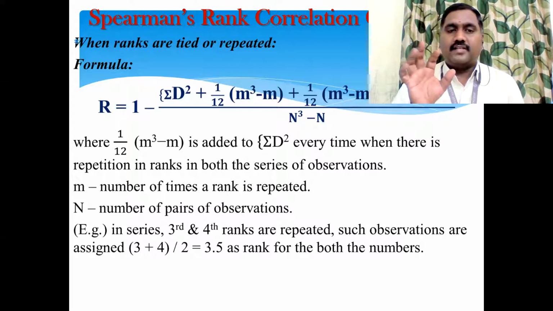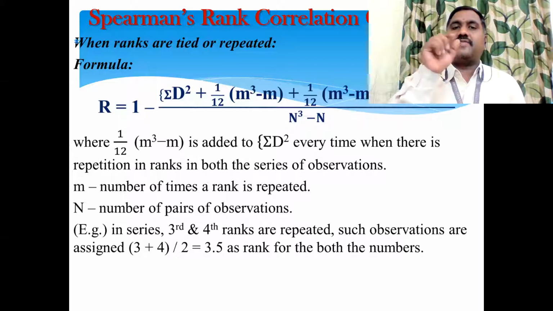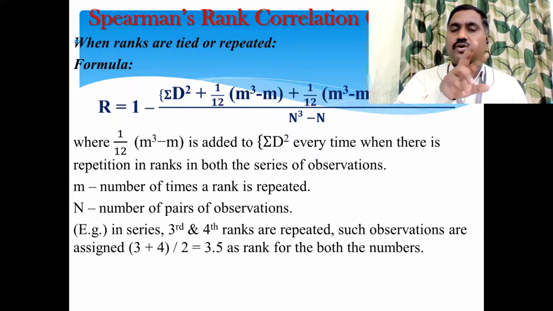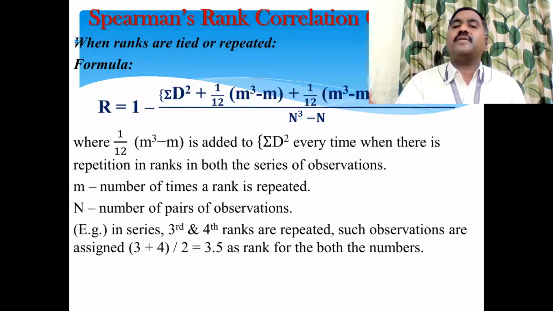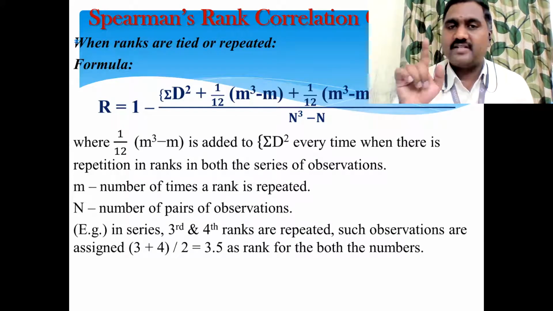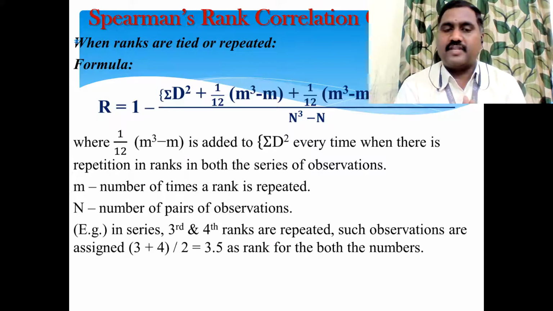Is it clear? Is there any doubt? See, 1 by 12 m power 3 minus m: if a number is repeated 2 times you have to put this 1 by 12 into m power 3 minus m. If a number is repeated 3 times, put one more 1 by 12 into m power 3 minus m. If it is 4 times, put one more time. If it is only one time, stop with 1 by 12 m power 3 minus m itself and close the bracket. Is it clear now? The numerator is clear because the denominator you know. N is the number of pairs of observations. M is the number of times a rank is repeated.